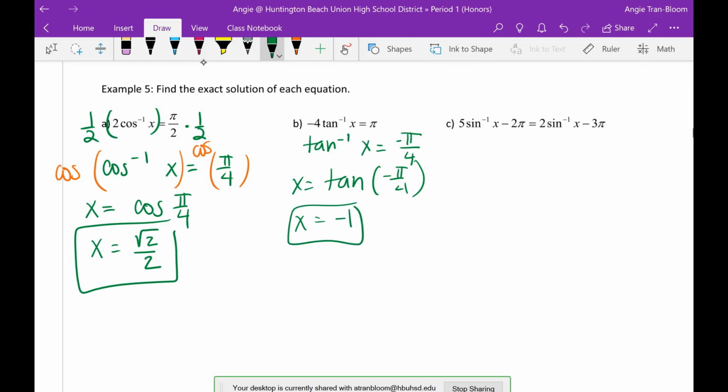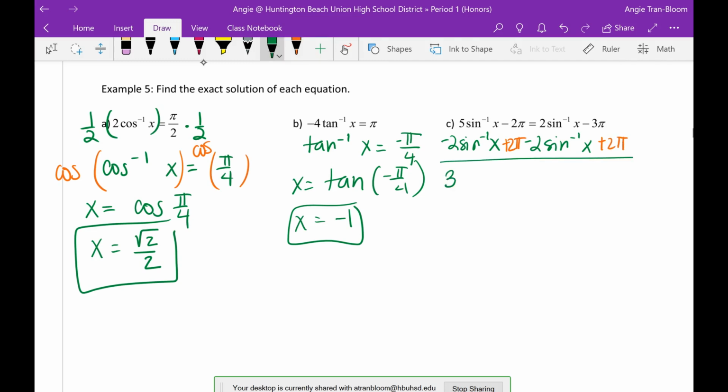All right, last one. If this is on the test, how would you execute this? Can I combine like terms? Yes. Yeah, move things around. Okay, so subtract 2 sine inverse from both sides. At the same time, can I add 2 pi to both sides? Yep. All right, let's see what it's going to give us.